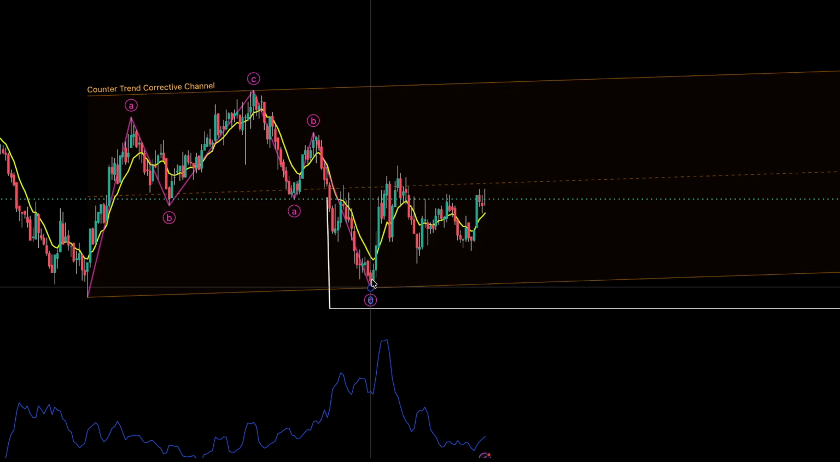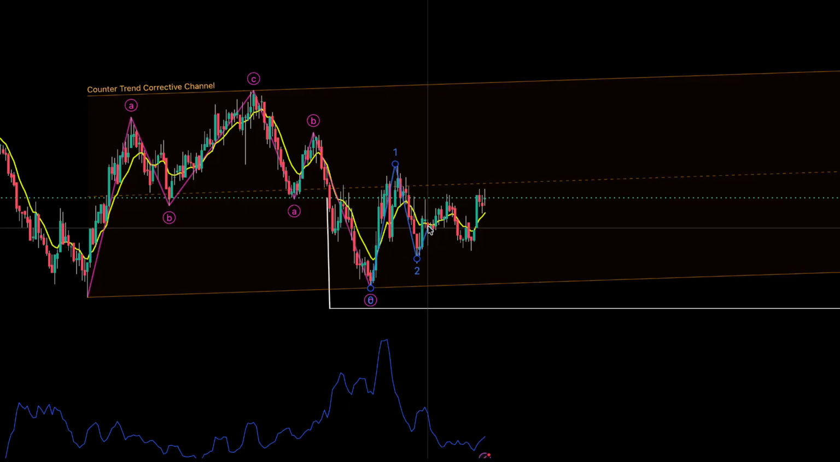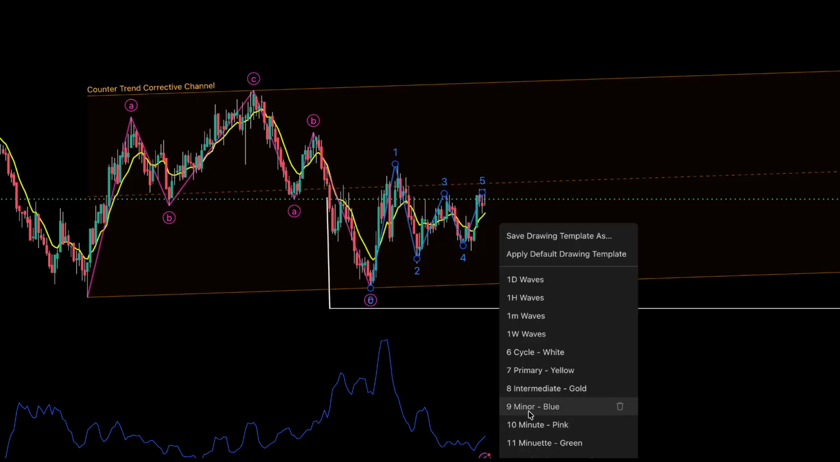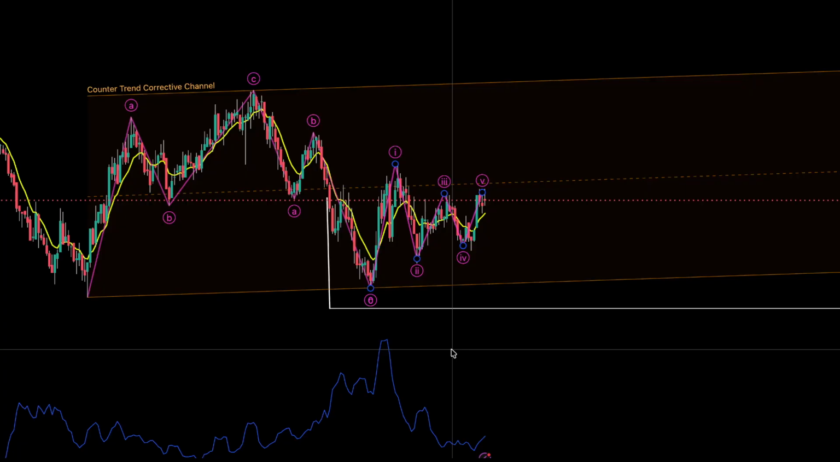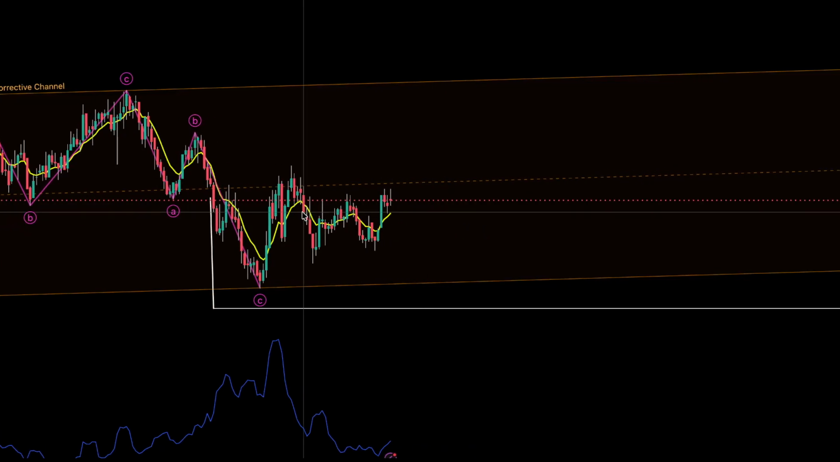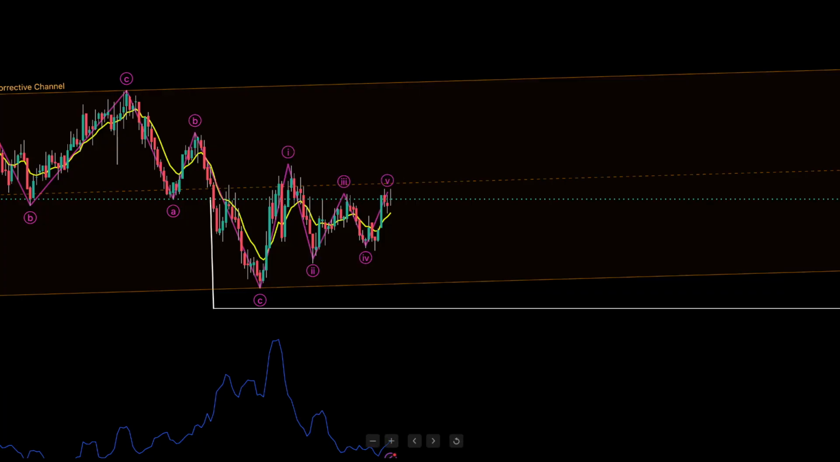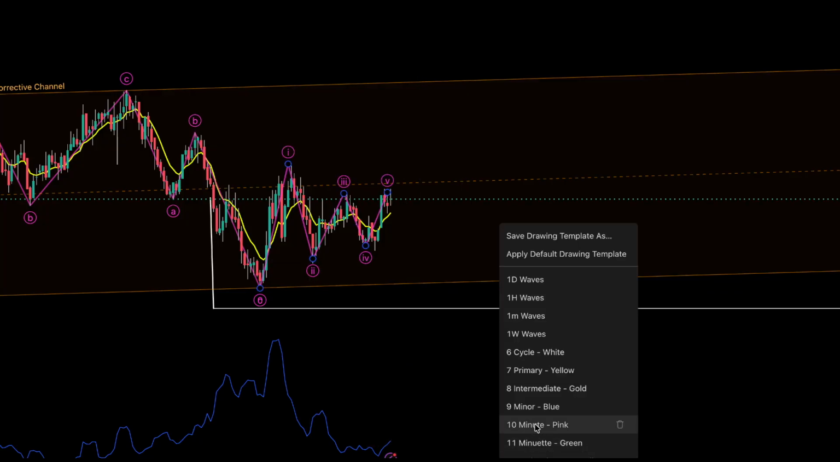But this could be 1, 2, 3, 4, 5, an ending diagonal. It's kind of an ugly one. So it also could be that maybe this is an ending diagonal. Let me put that back up. But it is 1 degree lower. So I'm going to go from pink to green.